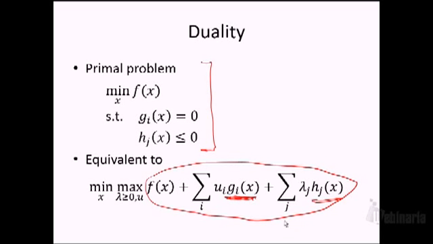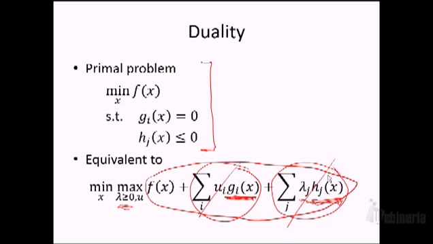If x is feasible, on the other hand, gi of x will be equal to 0 for all i's, and that means this summation will vanish. Also, hj of x will be either 0, in which case this term will vanish, or hj of x will be strictly less than 0, in which case lambda j has to be 0 to maximize the Lagrangian, because we constrain lambda to be greater than or equal to 0. And so in all cases, if x is feasible, this summation will also vanish.